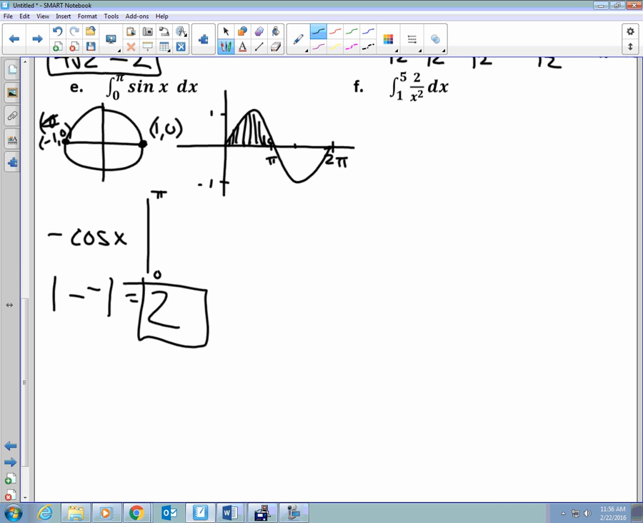What if I would have asked for the area instead of going 0 to pi? What if I went from 0 to 2 pi? What do you think the area would have been? It would have been 0, because the positive and the negative are symmetrical. They are the same, and so they would have canceled each other out.